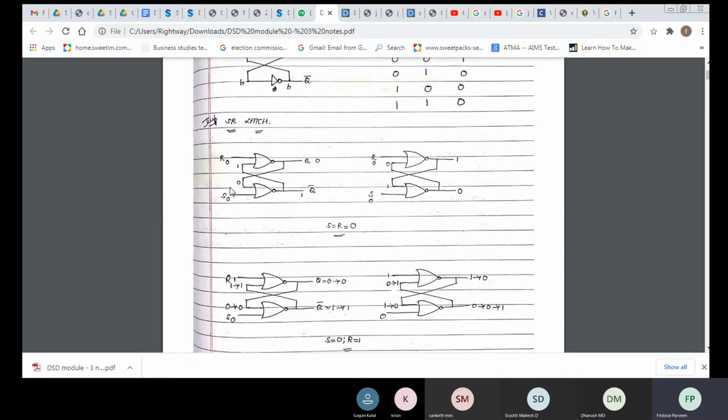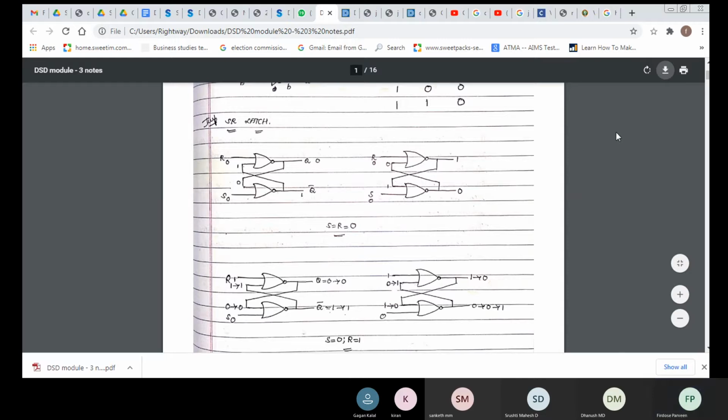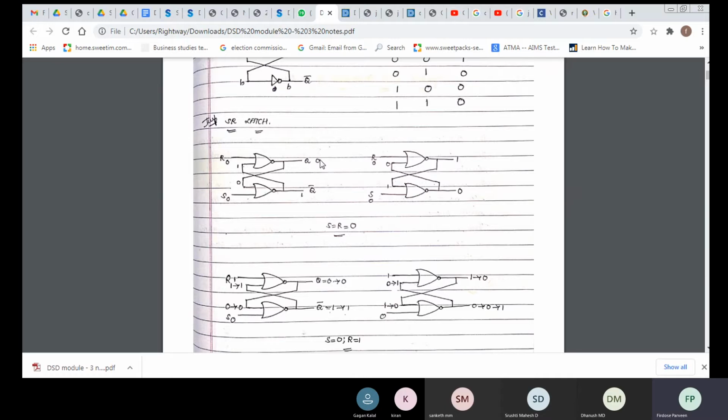Let us see first when S is equal to 0 and R is equal to 0, and let us assume that Q is equal to 0. When Q is equal to 0 and the other input is 0, that is 0 0, what is the output? For the NOR gate, the output will be equal to 1. So this 1 comes here. When it is 1 0, the output is equal to 0. What it means is that Q remains in the same state. If the previous state is 0, it remains 0 only.